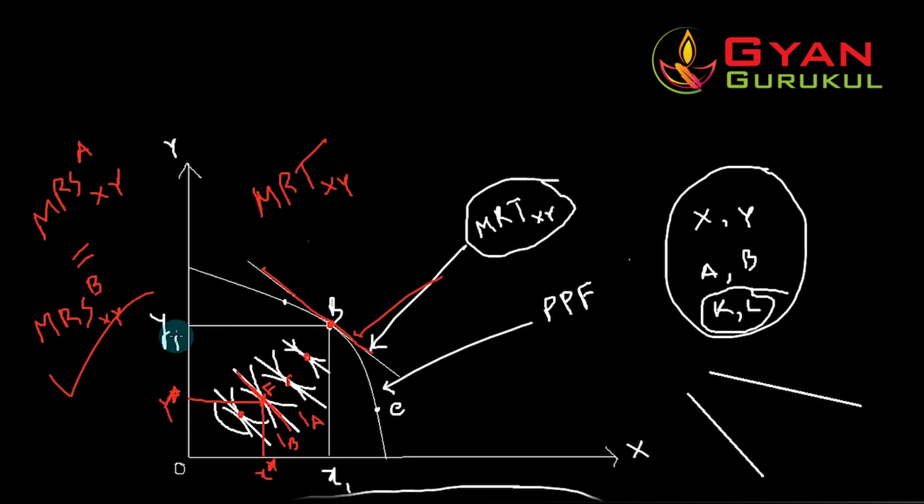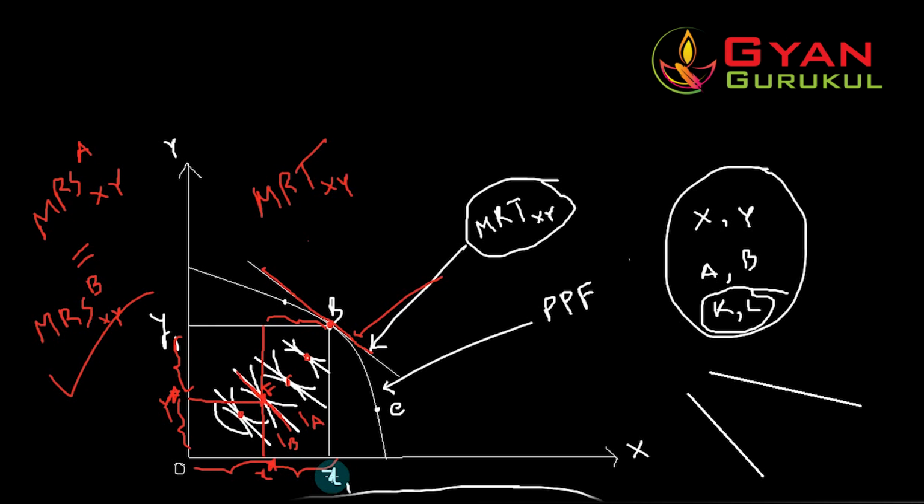And let's see how the exchange between the two consumers is taken care of. O X star amount of X has been consumed, or demanded, by consumer A, and O Y star amount of commodity Y is demanded or consumed by consumer A. That is the quota for consumer A. And the rest, that is Y star Y1 amount of Y, has been consumed by consumer B, and X star X1 amount of X has been demanded or consumed by consumer B. Therefore all the amount of X and Y produced in the economy is totally consumed by both the two consumers, exactly consumed.